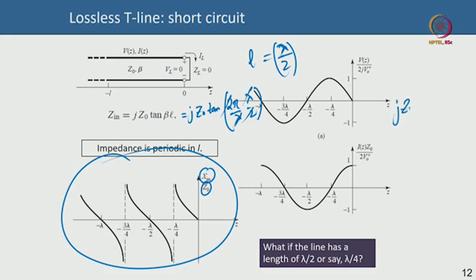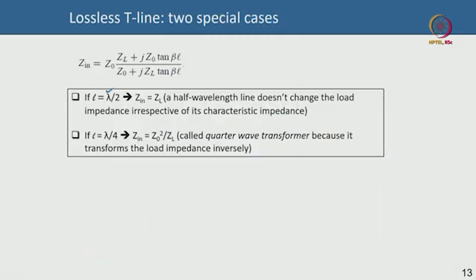So it is j Z naught tan of pi. What is tan of pi? Look up your trigonometric table, you will find out. It is sine of 180 degrees by cos of 180 degrees, correct? Anyways, what I am saying is that if the length of the line is either lambda by 2 or, for instance, lambda by 4, you are going to get a very unique sort of impedance. If you have lambda by 2, you will have just j Z naught into tan of pi. If you take the magnitude of that, essentially it comes out to be ZL.